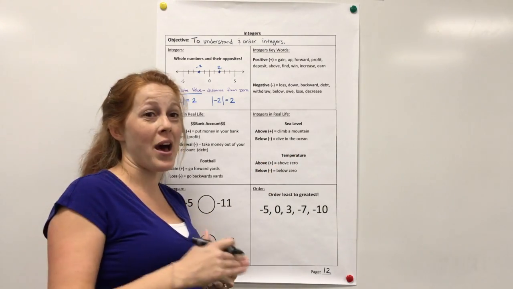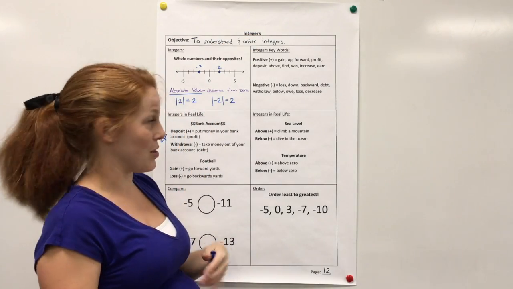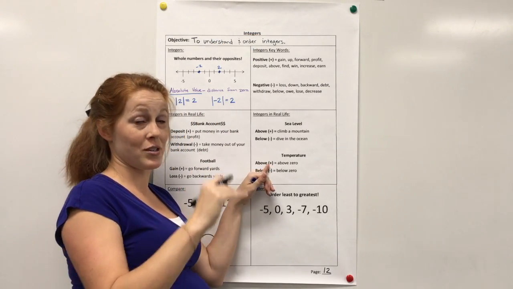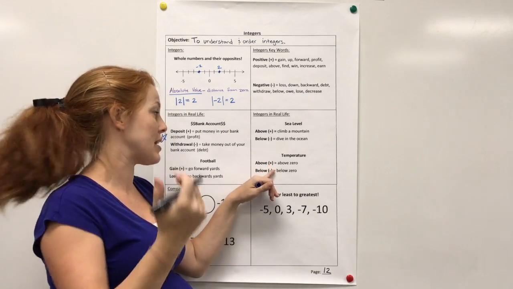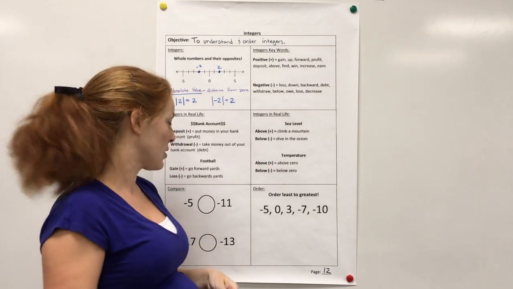And then temperature. On a thermometer, you have above 0 and below 0. So anytime that the temperature is above 0, that's positive. Anytime it's below would be negative.